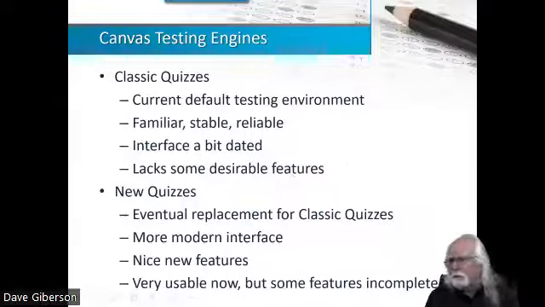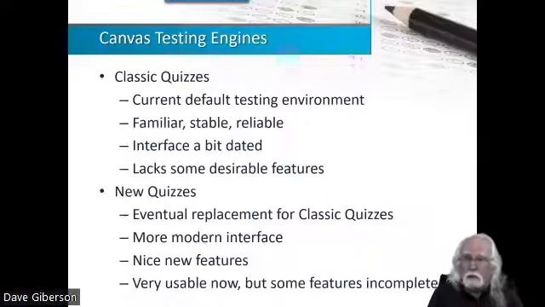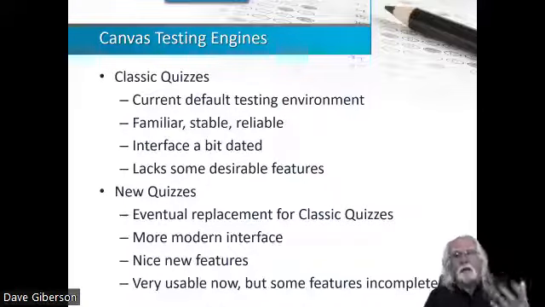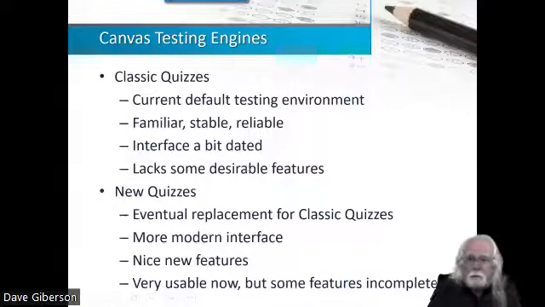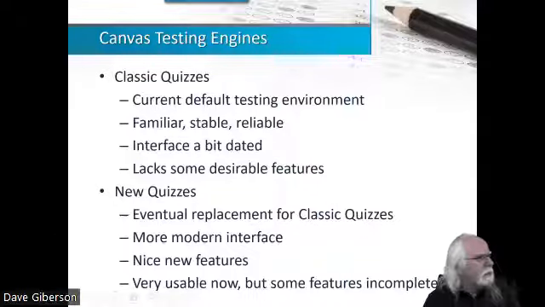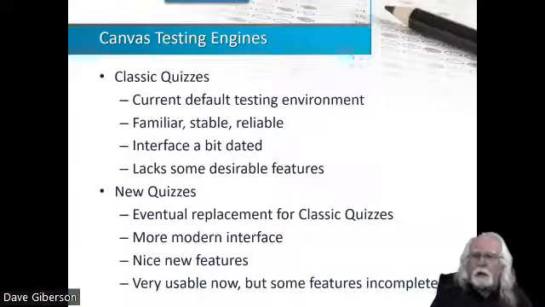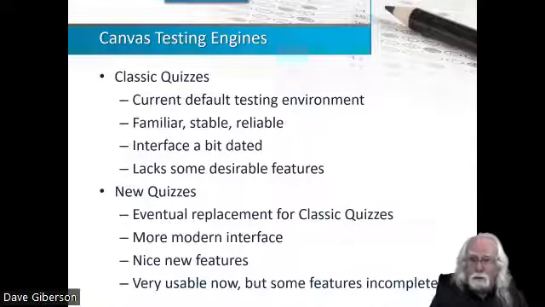And there are some desirable features that people have been wanting for a long time that are not available in classic quizzes. We'll look at some of those today and some of the things that have been added to new quizzes, which is Canvas's designated replacement for the testing engine in Canvas. We expect that at some point they will force us to use new quizzes, and they'll retire classic quizzes, but that's probably not going to happen until the summer of 2024. So we've got some time.